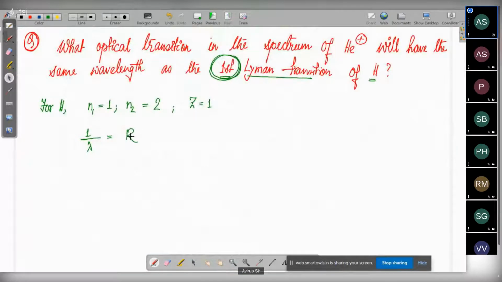So we do not put the value of R in this case, because we have to equate them, so they will easily cancel out. No need to put down that big value. We simply keep it as R. R into Z square, which in this case is 1 square, so we are not writing it, but let's write it for this sum, into 1 by n1 square, that is 1 square, minus 1 by n2 square, that is 2 square. So that is equal to R into 1 minus 1 by 4, that is 3 by 4. So 3R by 4.